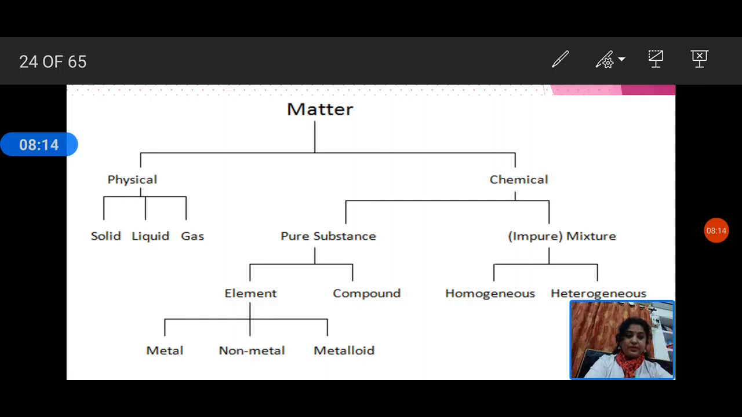The properties of the compounds are entirely different from those of its constituent elements. For example, just see the formation of water. Hydrogen is a gas, oxygen is a gas. When both the gases combine, they form liquid water. Elements can be further categorized into metals, non-metals, metalloids, and one more here, it should be inert gases.